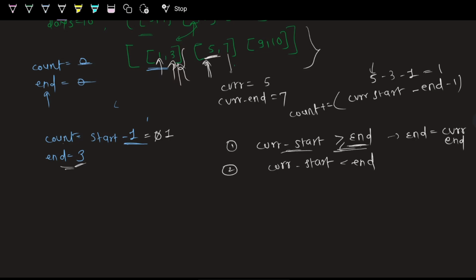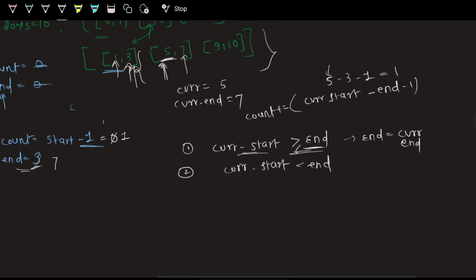What is my current end? Current end is now 7. So I will just say my end has been updated. Now current end is 7. Again I will go here.